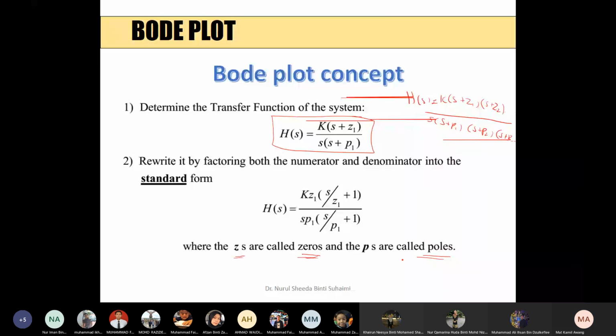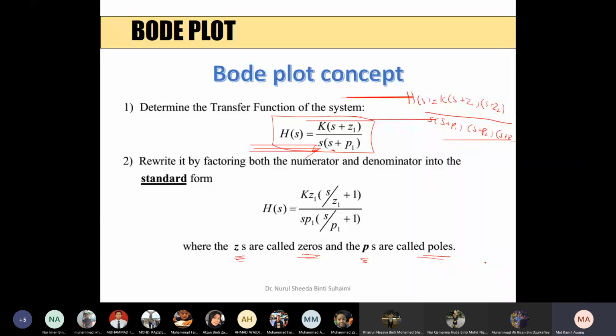A pole is the value of s, in this case, that makes the denominator equal to 0. So in this case, you have two: s equal to 0, and s equal to minus p1. Those are the poles. The top one, the zero, is when s equal to minus z1. So we indicate them as z and p. Okay.